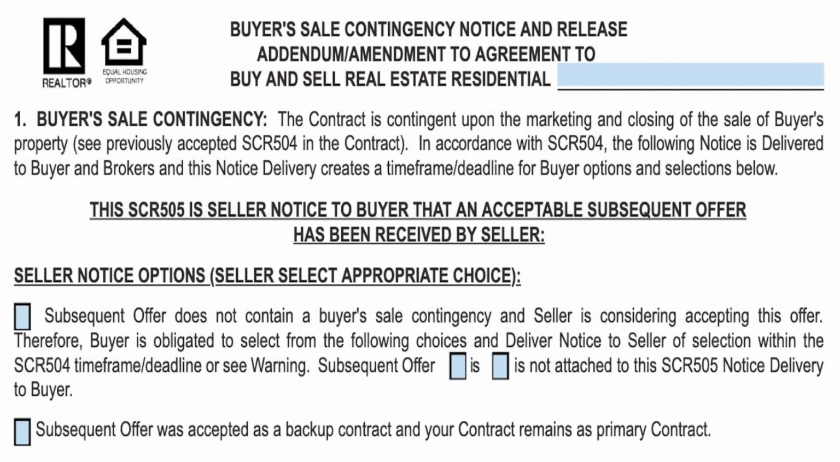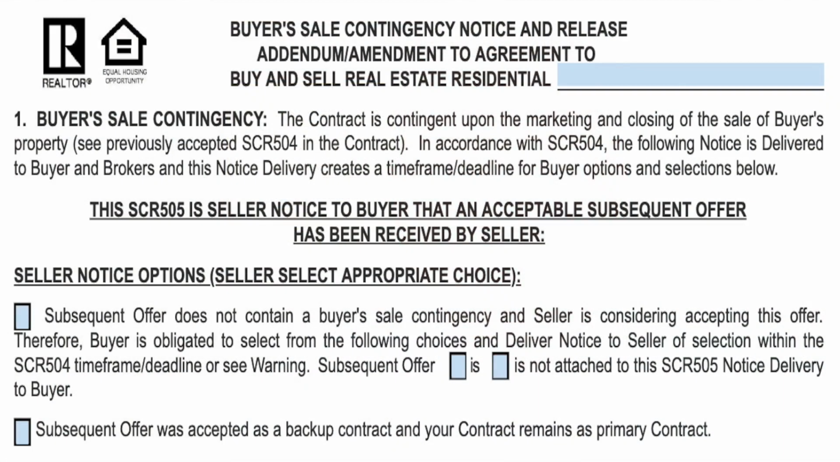First paragraph, buyer sale contingency. Basically the same wording as the other one. This contract is contingent upon the marketing and closing of the sale of buyer's property. See previously accepted Form 504 in the contract. In accordance with 504, the following notice is delivered to buyer and brokers, and this notice delivery creates a time frame deadline for buyer options and selections below. Basically, the buyer options and selections are the same ones that we were just referring to in 504. They're just spelled out now in writing. The buyer needs to make a choice.